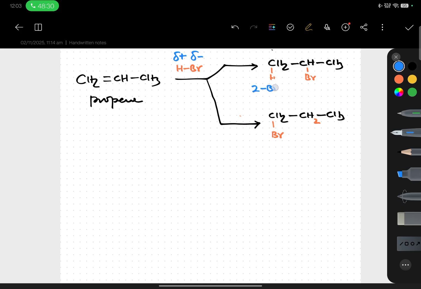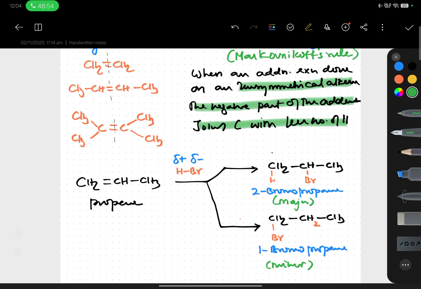So this is 2-bromo propane. This is 1-bromo propane. So in these two, which is major? This is major, this is minor. Why is that major? Look at Markovnikov's rule.